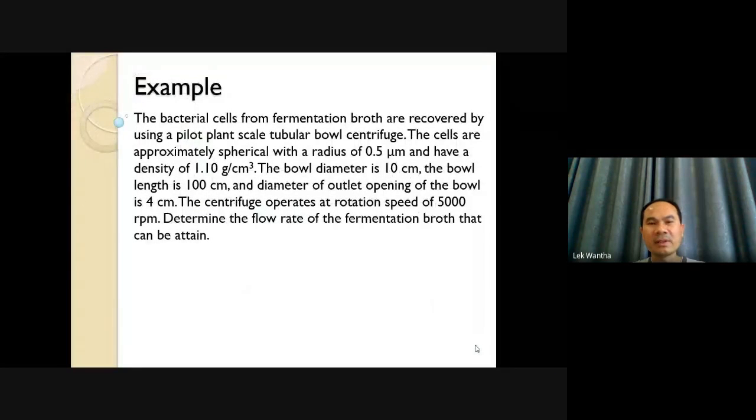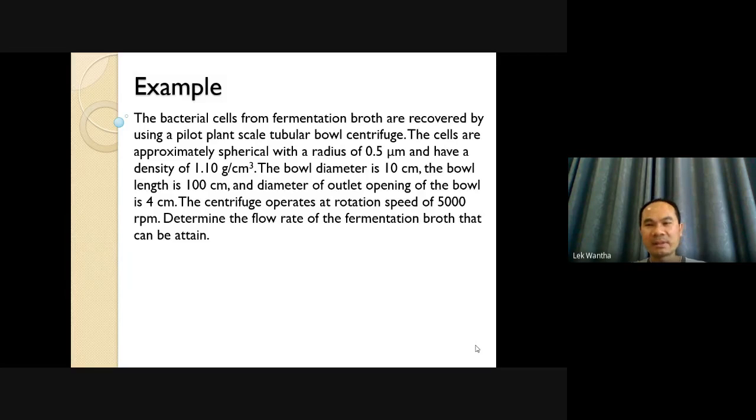For this case, we use the centrifuge to separate bacteria. We use bacteria to change some sugar, some raw material, into our product. We call the product from the biological reaction of fermentation the fermentation broth, which is the fermented liquid. We would like to recover it using a pilot plant scale tubular bowl centrifuge. Recover means separation.